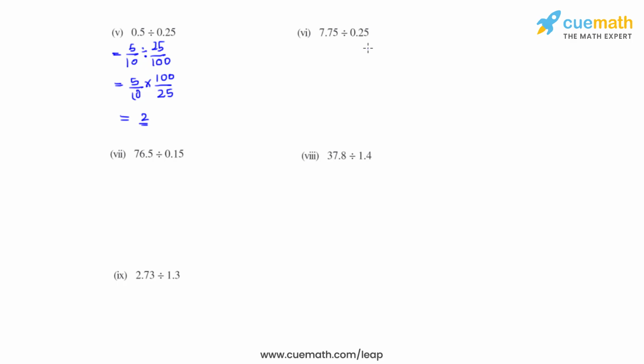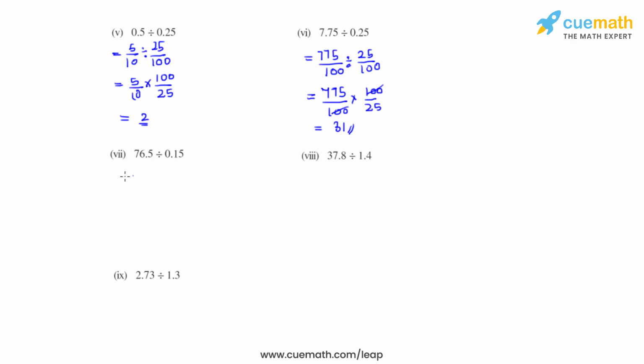Coming to the sixth bit, which is 7.75, that can be written as 775 divided by 100. This is divided by 0.25, which can be written as 25 divided by 100. Now we can write these two as 775 divided by 100 multiplied with 100 over 25. 100 and 100 get cancelled. 775 on division by 25 gives us the final answer as 31.